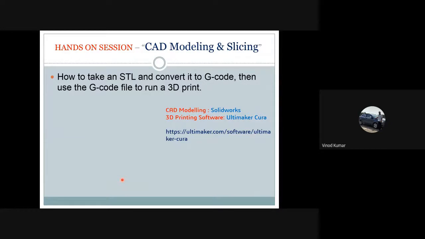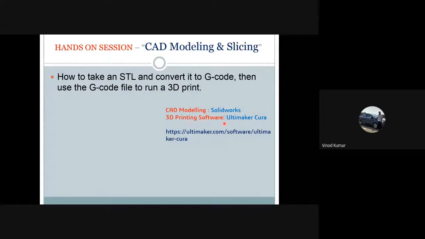To start with, I am going to explain how to take an STL, convert it into a G code, then use the G code file and run it in the 3D printer. For CAD modeling, we are using SolidWorks as the software, and the 3D printing software that we use is Ultimaker Cura, and here is the link that I have put. We can download it. It's a free version.